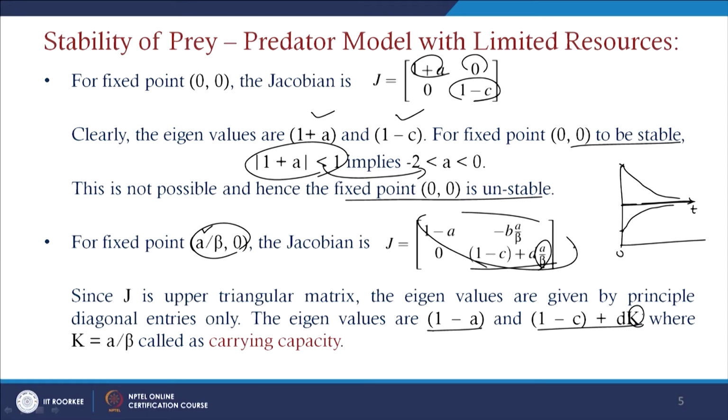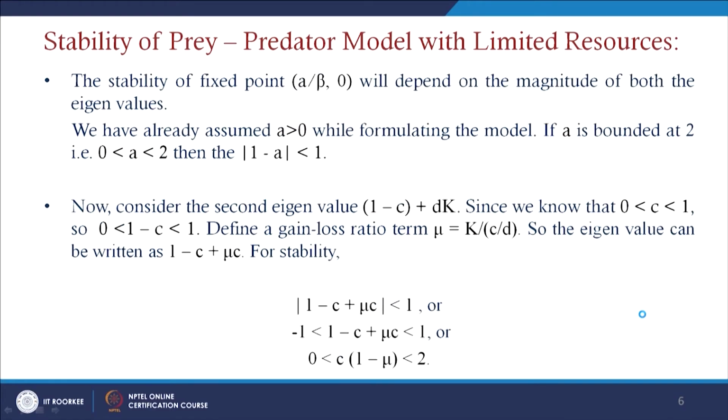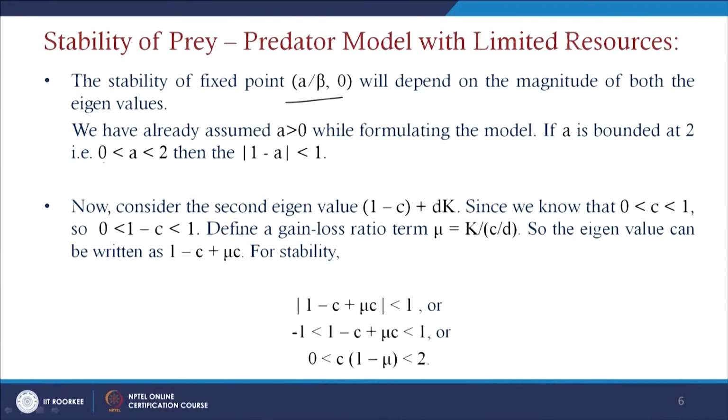of a by beta. And the stability of the fixed point (a by beta, 0) will depend on the magnitude of both these eigenvalues. Here we have assumed that a is greater than 0, since this is the rate of population growth for the prey population, and if a is bounded at 2, then we can find that if a lies between 0 and 2, then the magnitude of 1 minus a is less than 1 here.